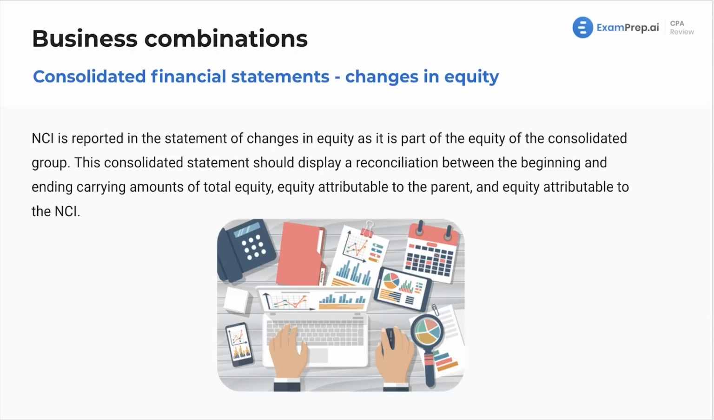Okay, changes in equity. So NCI is reported in the statement of changes in equity as a part of the equity of the consolidated group. So again, the whole point of this, NCI is constantly reported everywhere. This consolidated statement should display a reconciliation between the beginning and ending carrying amounts of total equity, equity attributable to the parent, and equity attributable to the NCI. Not as important as the balance sheet and income statement. We're just running through them all, and how it's displayed and what you need to see.